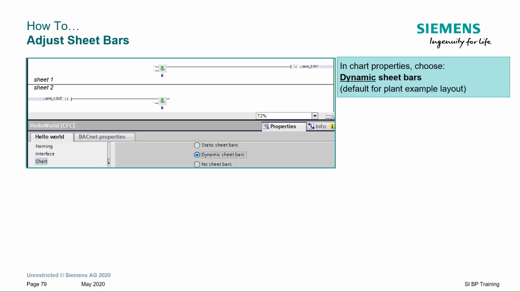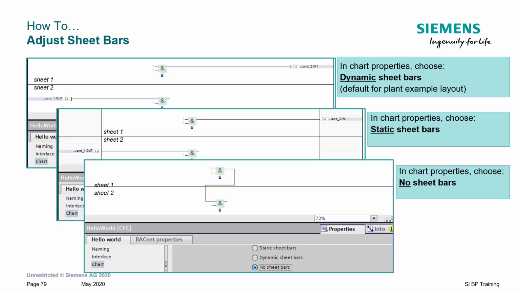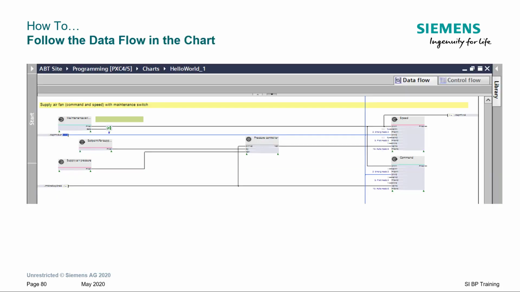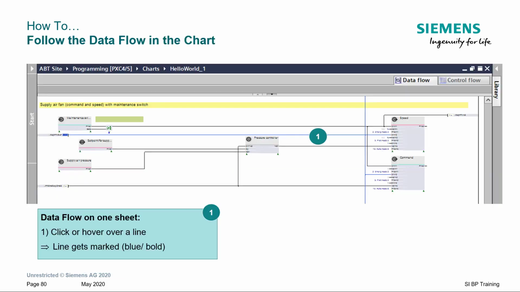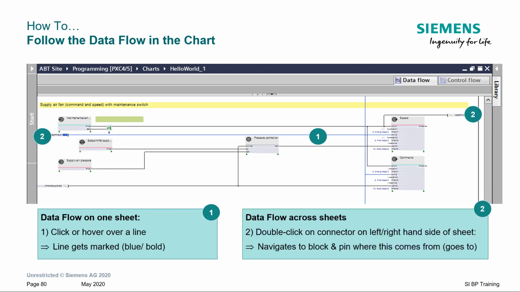It is possible to have different types of sheet bars. You can choose between dynamic, static or no sheet bars. To view the data flow in the program, you can click or hover over a connection. And, if the connection is across sheets, you can click on the connectors on the sheet bars.